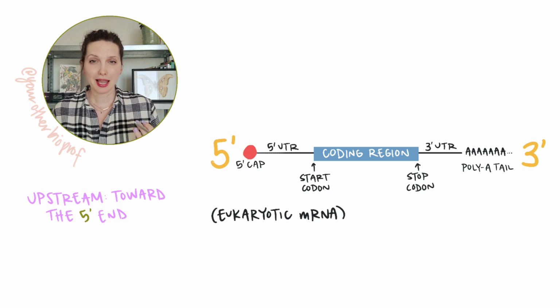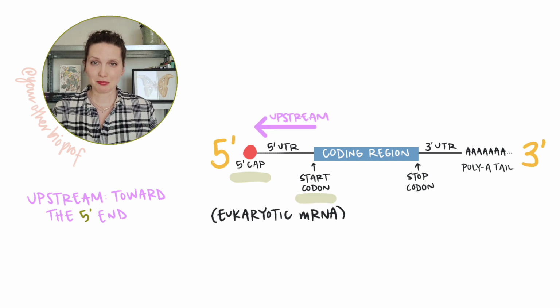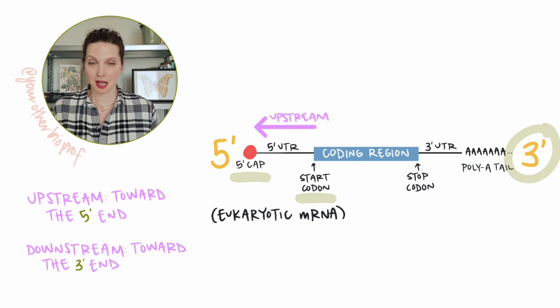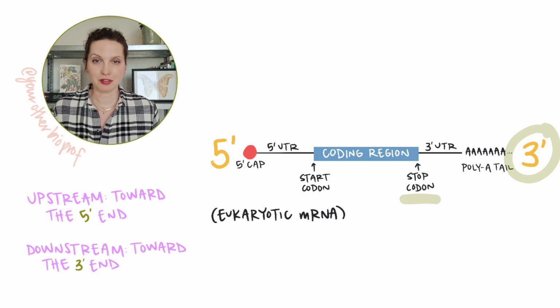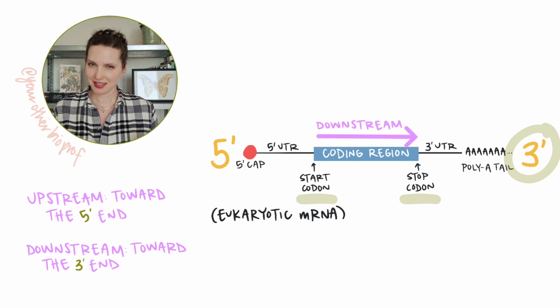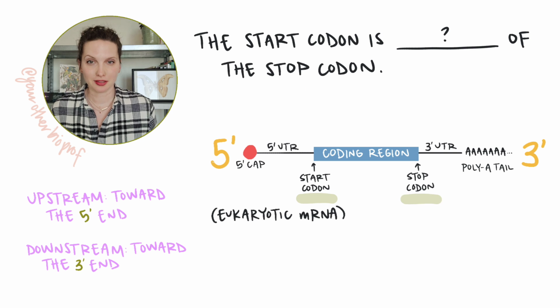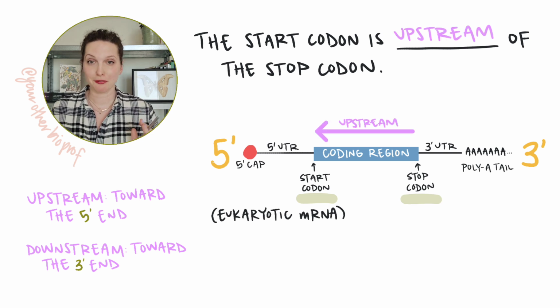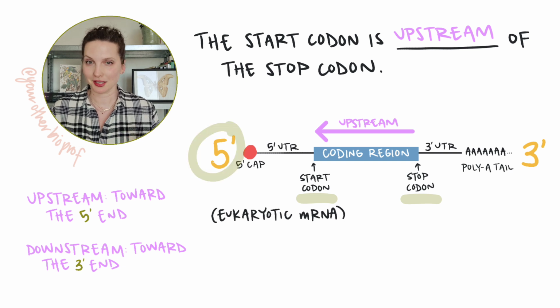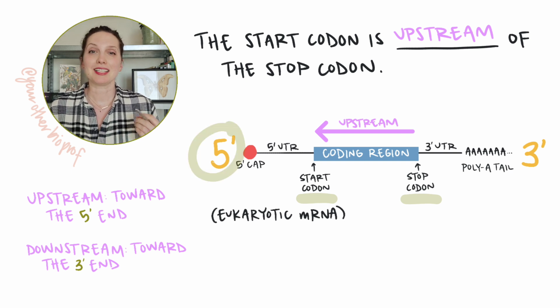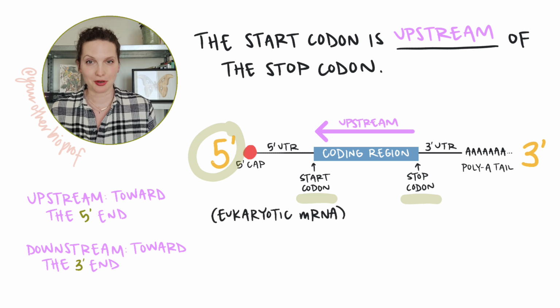So the 5' cap is upstream of the start codon. And downstream means towards the 3' end. The stop codon is downstream of the start codon. Making sense? Try this one. The start codon is blank to the stop codon. Upstream, right, the start codon is toward the 5' end of the molecule relative to the stop codon. It is upstream of the stop codon.